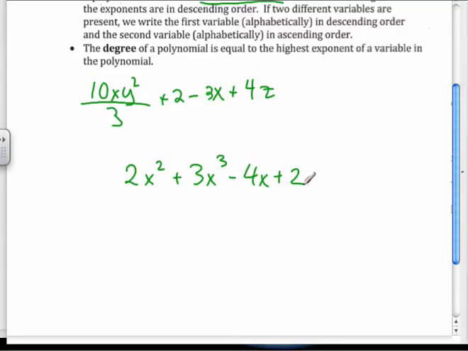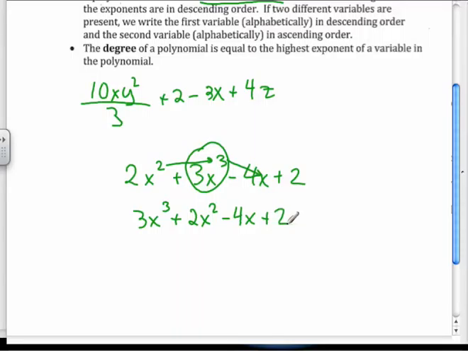This is not in standard form. And the reason it's not in standard form is because this has the highest exponent, but it's not in the front. Okay? The exponent went up. Then it went down to 1. Okay? So to write this thing in standard form, I would need to put the 3x cubed term in front, plus 2x squared minus 4x plus 2.